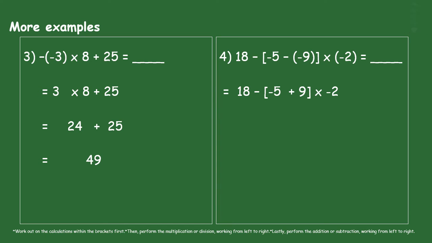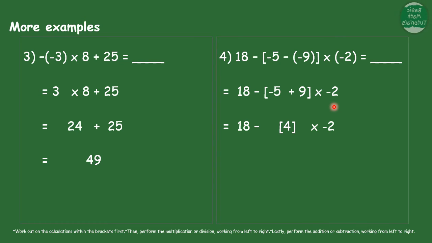Continuing on, we still have a bracket. We have to deal with that, which is negative 5 plus 9. So we just have to combine that too. So it's going to be 18 minus 4 times negative 2.